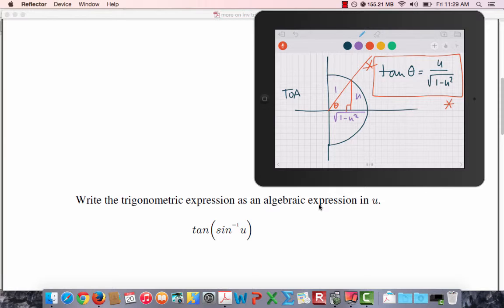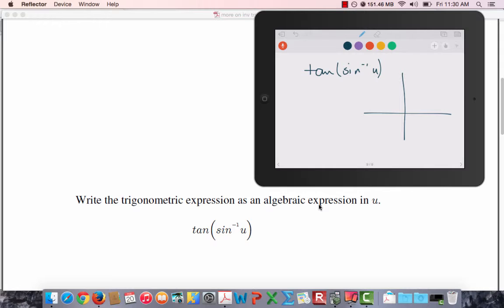So let's have a brief discussion of what would happen if the angle fell in the fourth quadrant. If sine inverse u was describing an angle theta that fell in the fourth quadrant, we would draw a reference triangle back to the x-axis. And on our reference triangle, we would label the sides such that the opposite side was u and the hypotenuse was 1 again. By our Pythagorean theorem, we could solve for the adjacent side in a similar way, and we would get the square root of 1 minus u squared again.